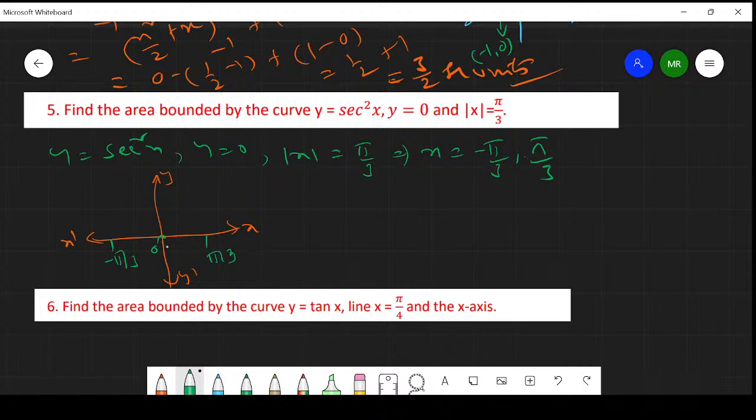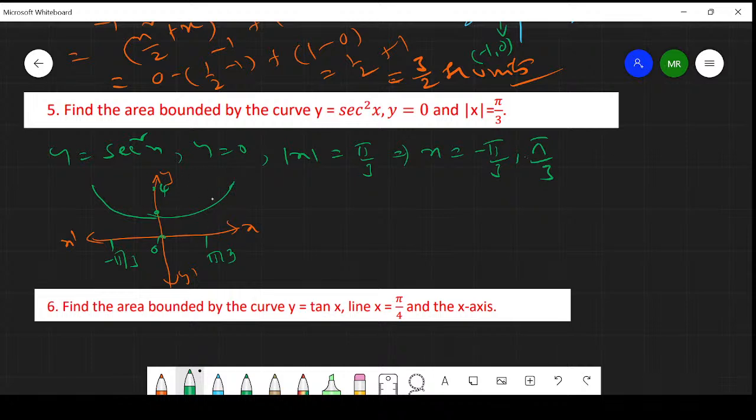If we substitute 0, secant 0 is 1, so the minimum value of the curve will be 1. But at minus pi by 3, we substitute secant of minus pi by 3, that is secant of minus 60, which is 2 squared, 4. It goes to 4 here. The maximum will be 4 here. If I mark here, this is 4. It will come here, the graph will come like this. Up to here it goes to a maximum of 4.